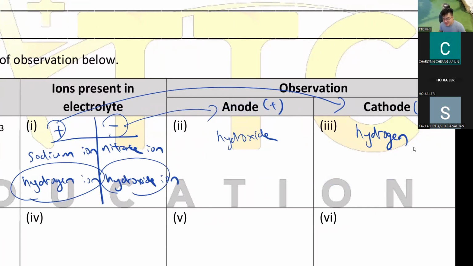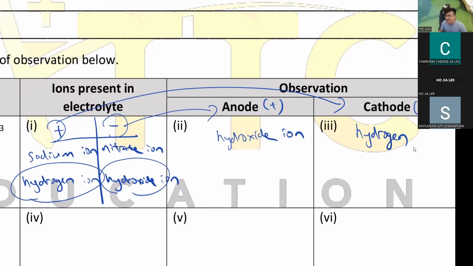But guys, these 2 answers are actually wrong. You know why? They don't want the ion. They want the observation. Hydroxide ion is not an observation. You cannot see hydroxide. Guys, what will hydroxide turn into? We learned this last week. What will hydroxide turn into when it gets kicked out of the pool? What gas does it turn into?